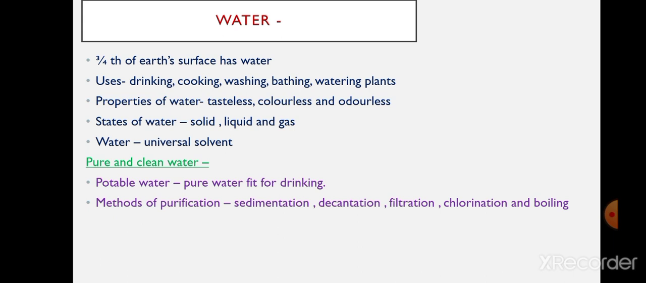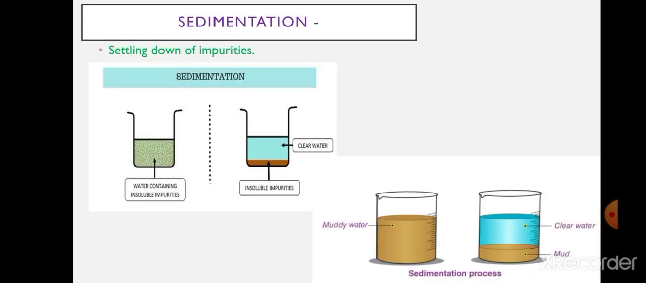All right. Now, potable water. What is potable water? Pure and clean water fit for drinking. That is known as potable water, which we use for drinking. To purify water, there are different methods we can use, such as sedimentation, decantation, filtration, chlorination, and boiling.